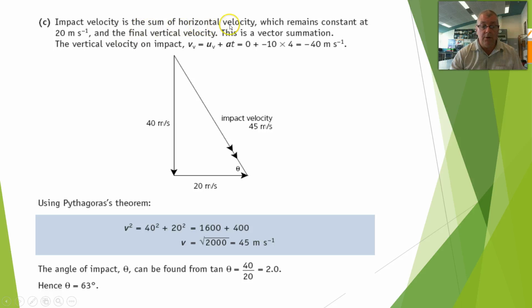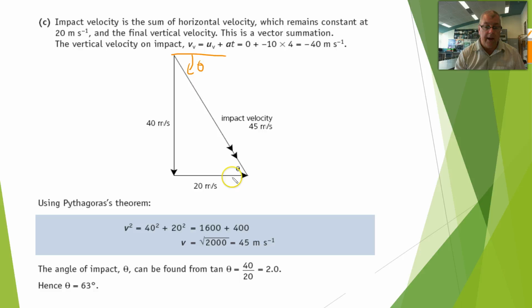And finally, the impact velocity. You've got to sum the horizontal velocity, which remains constant, and the actual final vertical velocity. Okay, and so to work out the final vertical velocity, they said that u equals 0. They've got the time and the acceleration, so it's minus 40. So doing some vectors, you have your vertical, you have your horizontal, and therefore your impact velocity. And they're working out this angle because that's a convenient one to work out, because that will be the angle down from the horizontal.